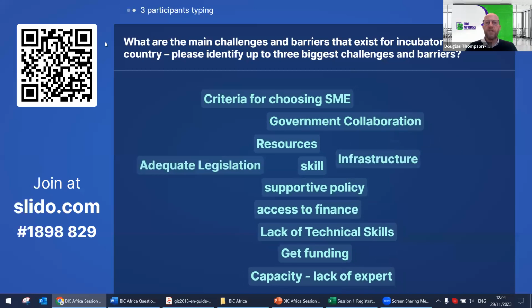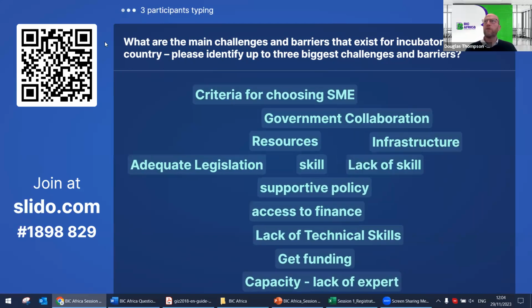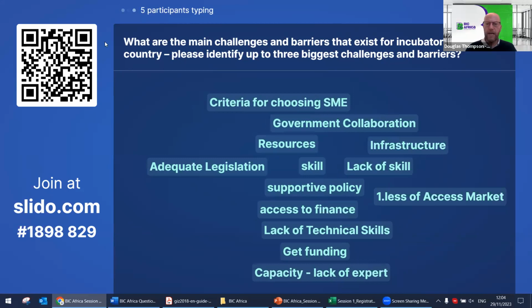But a number of people are still typing, so I'm going to leave it. Hopefully, you can still see the word cloud. And just to say, this is going to be the final aspect of this introductory session. As soon as this is over, we can move on to the next session, which would be on ecosystem mapping in effect.